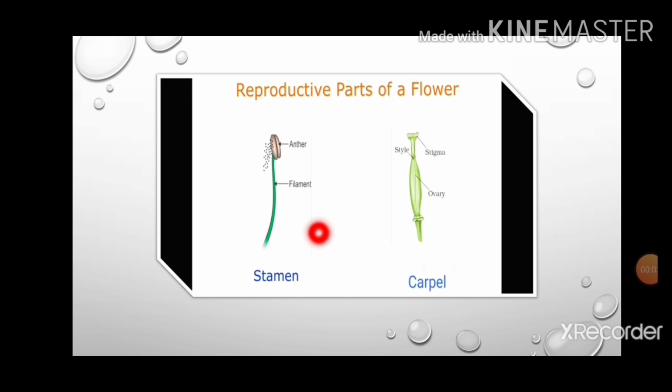Stamens are the male reproductive parts of a flower and are collectively called androecium. A stamen is made up of filament and anther. The anther is at the top of the filament. It contains the male reproductive cells, the pollen grains. Pollen grains are very light so that they can be carried away by wind.